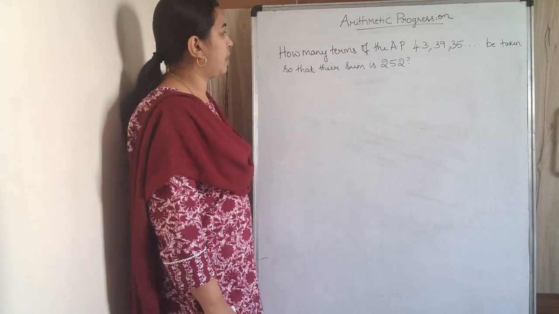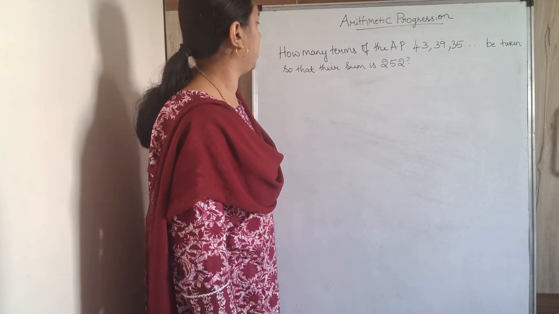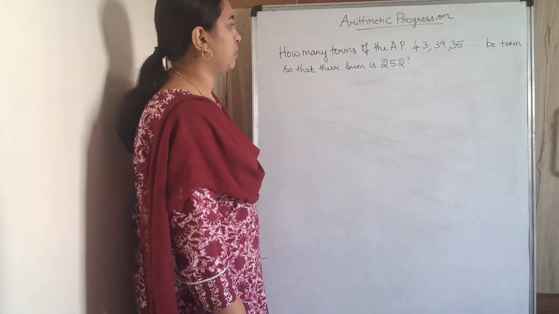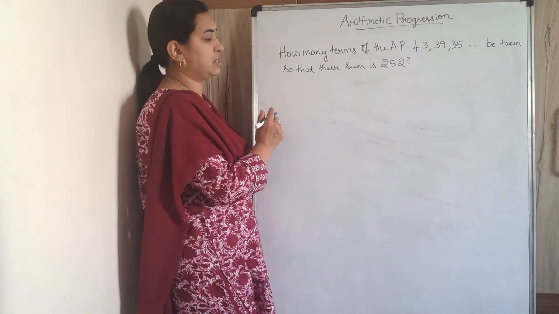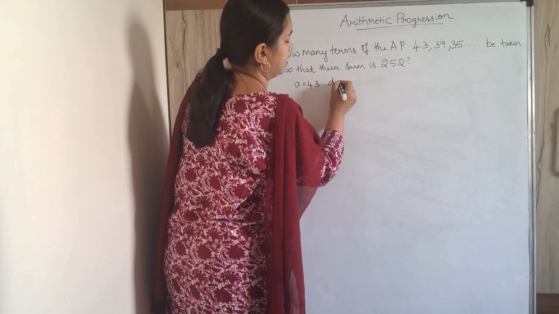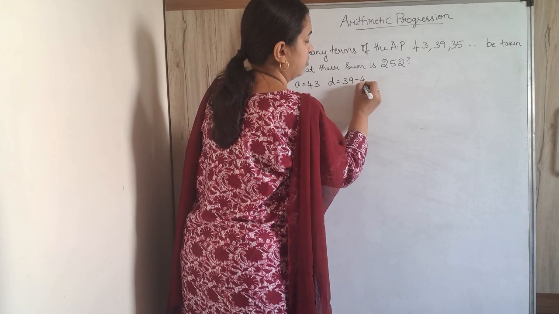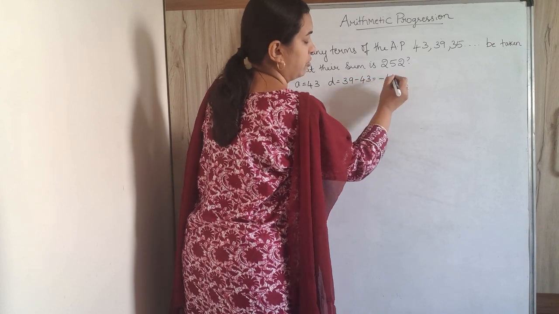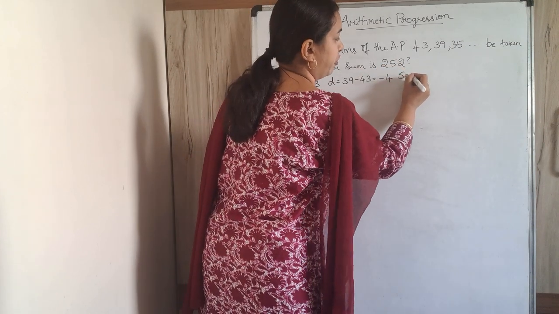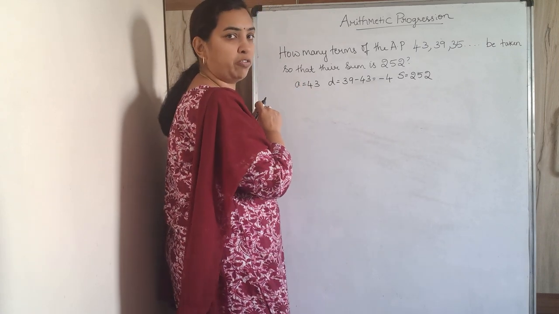Next problem is, how many terms of the AP 43, 39, 35, etc. be taken so that the sum is 252. So from the given sequence, A is 43 and D is 39 minus 43, which will be equal to minus 4, and they have given the value of S, that is 252, and here you need to find the value of N.